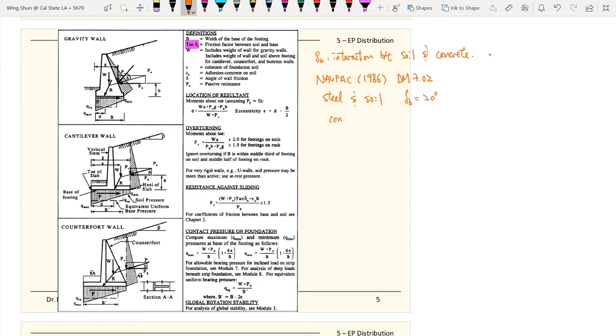And for concrete and timber, again it depends on what type of material you have for your retaining wall. It could be timber, it could be steel, but very likely it's just concrete. The interaction angle is equal to 3/4 of the soil friction angle. So here, this one is the soil friction angle.